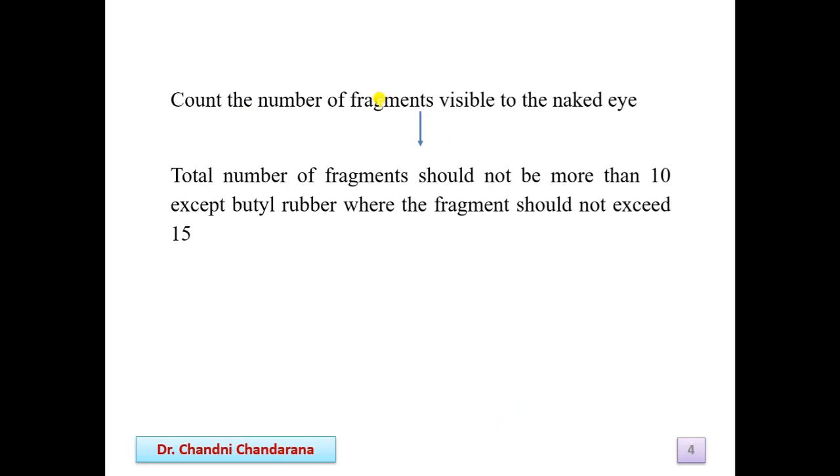After that, we count the number of fragments visible to the naked eye. The total number of fragments should not be more than 10, except for butyl rubber, where the fragments should not exceed 15. Means for butyl rubber this is the limit for fragments, and for any other rubber closure it should be not more than 10. If we get results within the limit, we can say that our closures pass the fragmentation test.